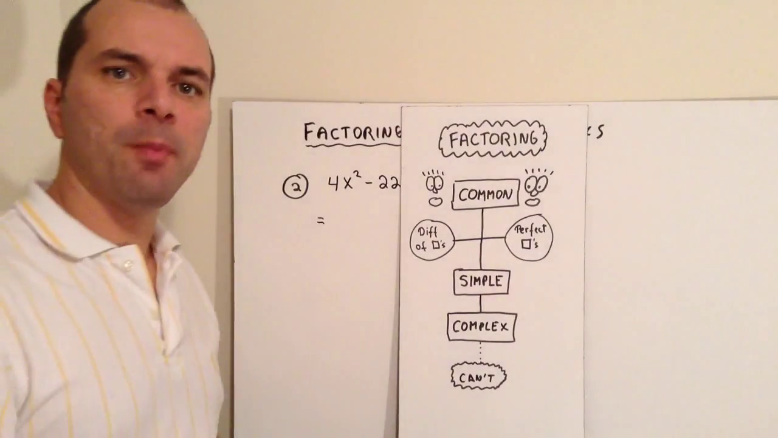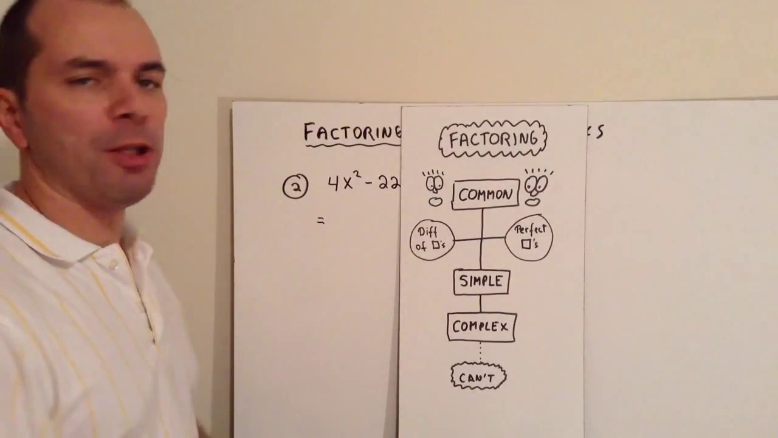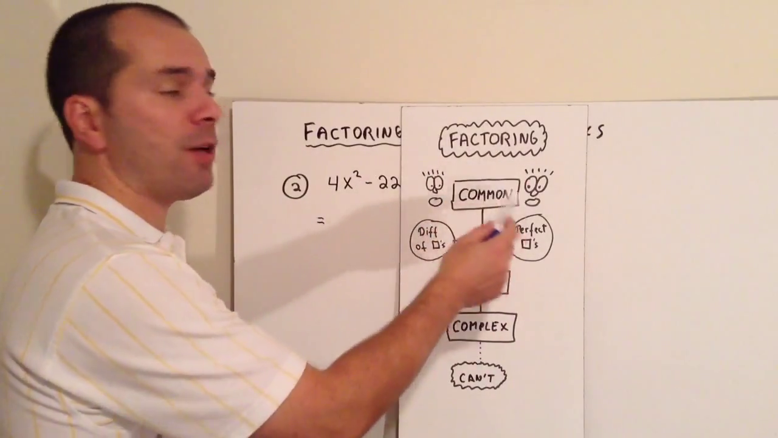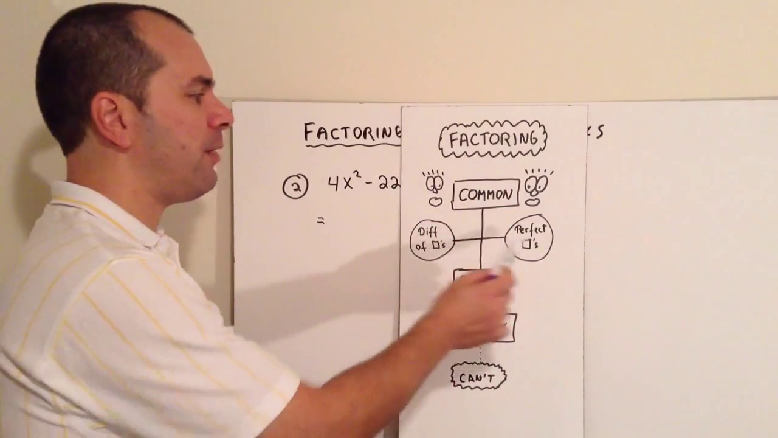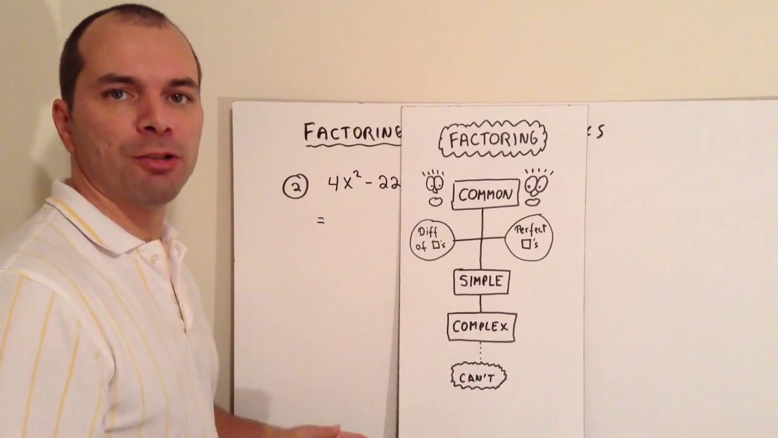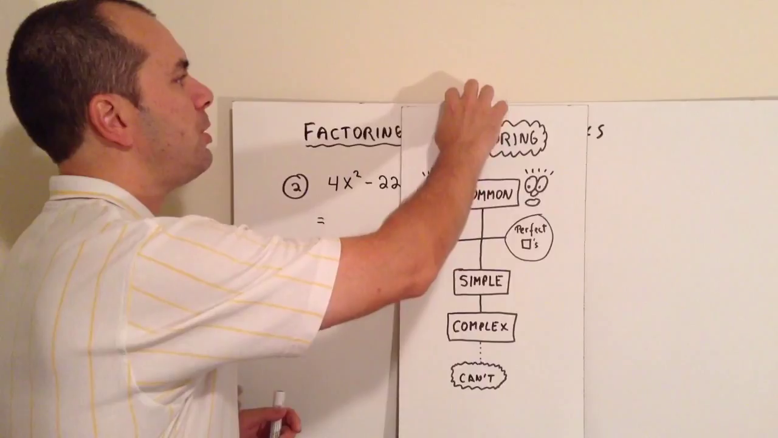Here's our second example for factoring complex trinomials. Just again a review. When I do factoring, I first always check for a common factor, then I check for difference of squares and perfect squares, see if it's a simple trinomial, and if not, it's a complex trinomial, and I'll give that a try. So here's the second example.